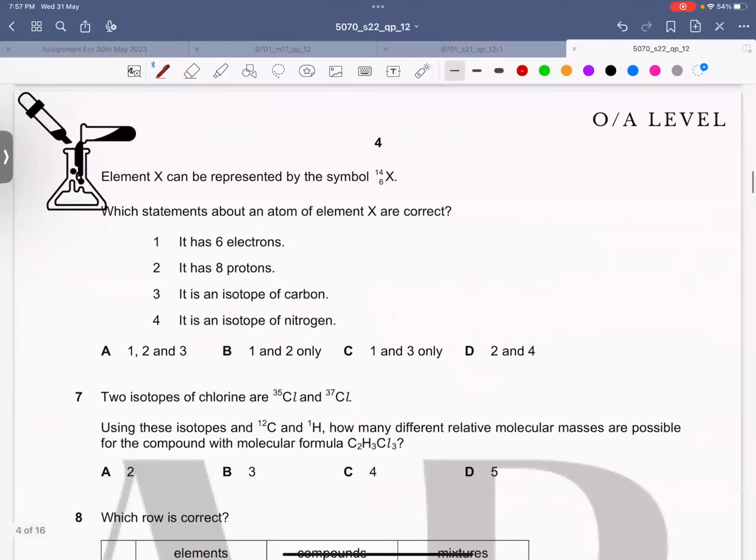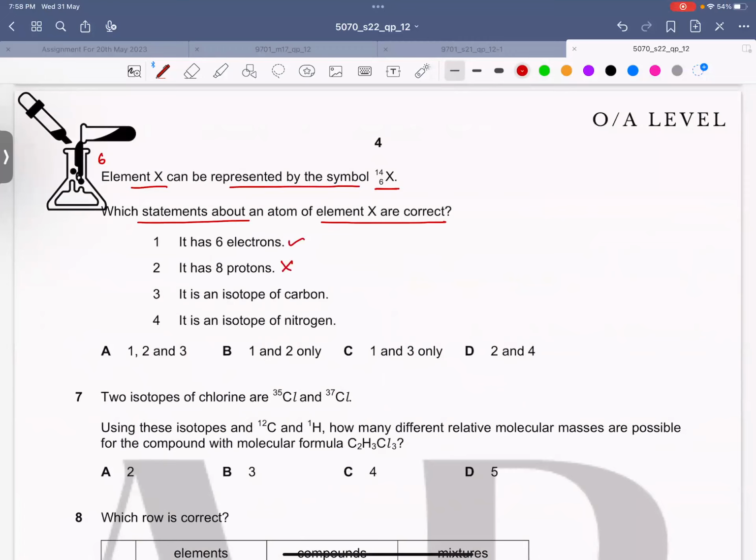Question number 6. Element X can be represented by a symbol. Which statements about an atom of element X are correct? It has six electrons. Yes, that is correct. It has 8 protons.